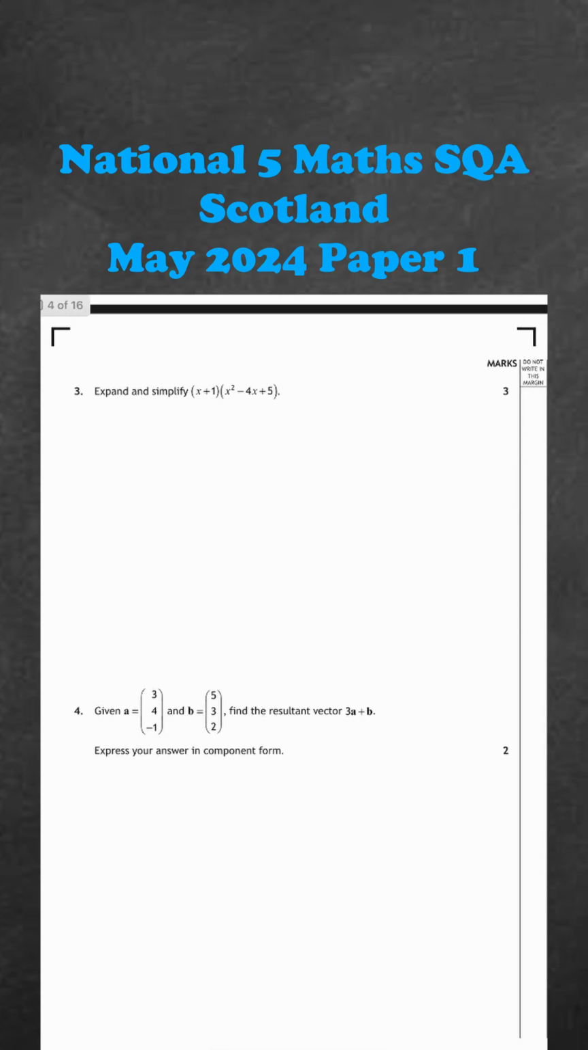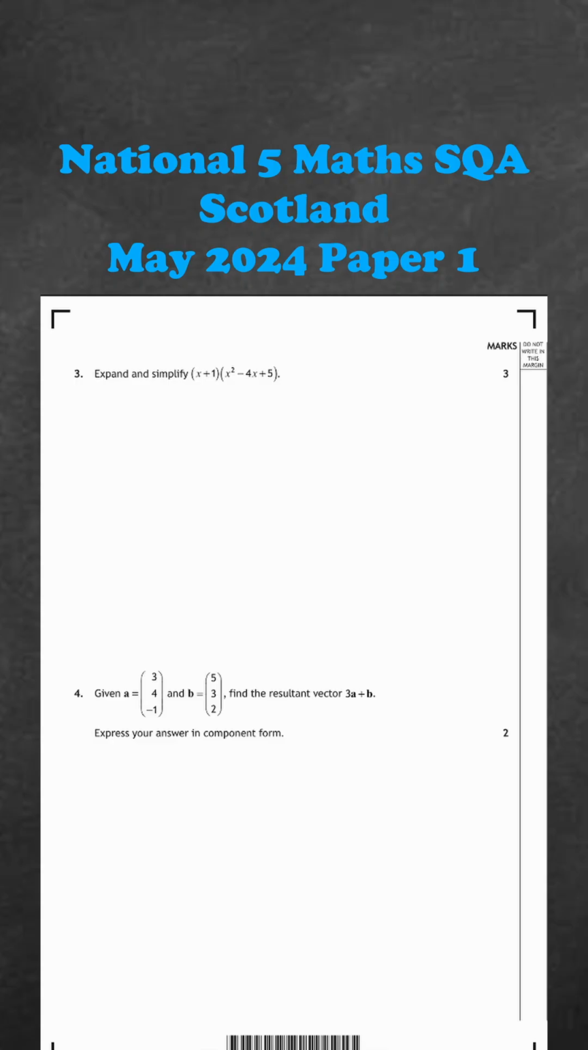Question number 3. Expand and simplify (x plus 1)(x squared minus 4x plus 5). So firstly, I will multiply the right-hand side numbers by x, so we get x cubed minus 4x squared plus 5x, plus everything on the right-hand side multiplied by the 1, so x squared minus 4x plus 5. Now we'll simplify it out.